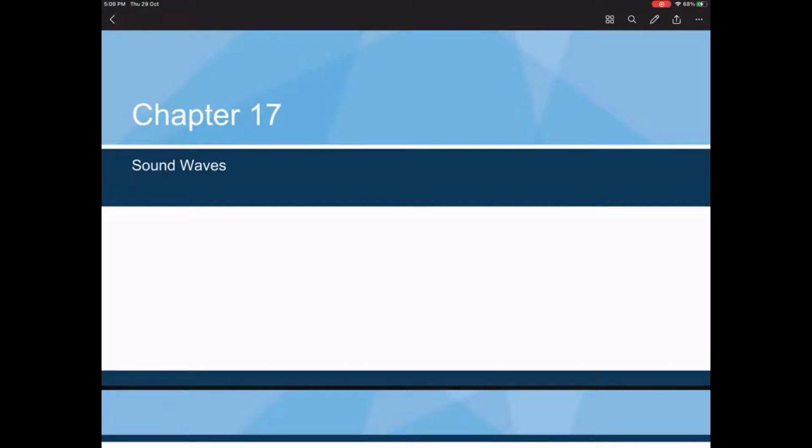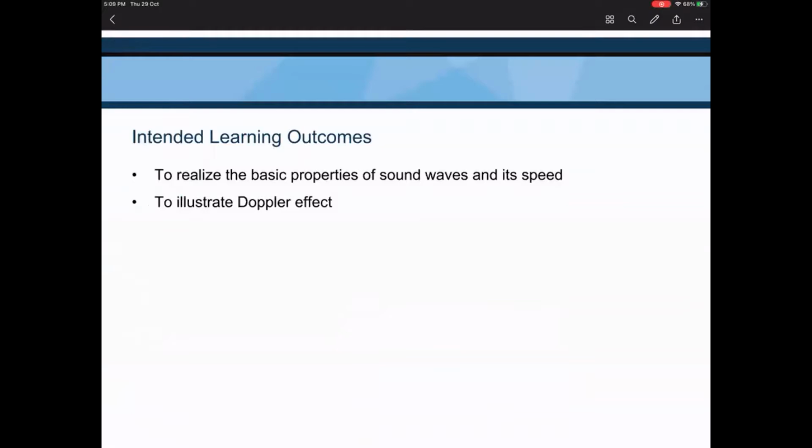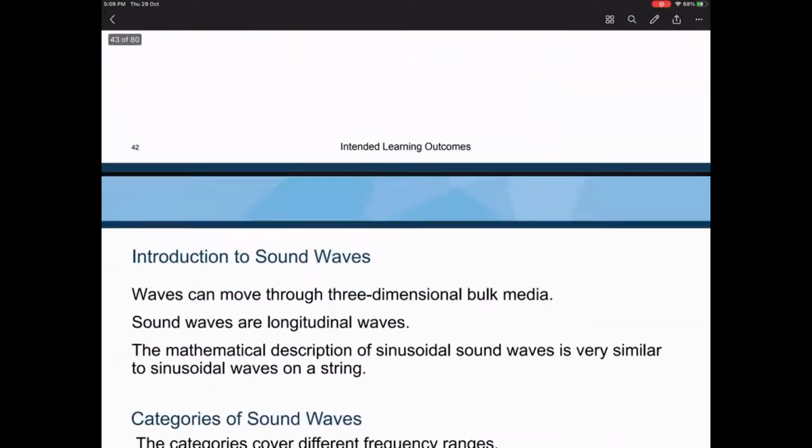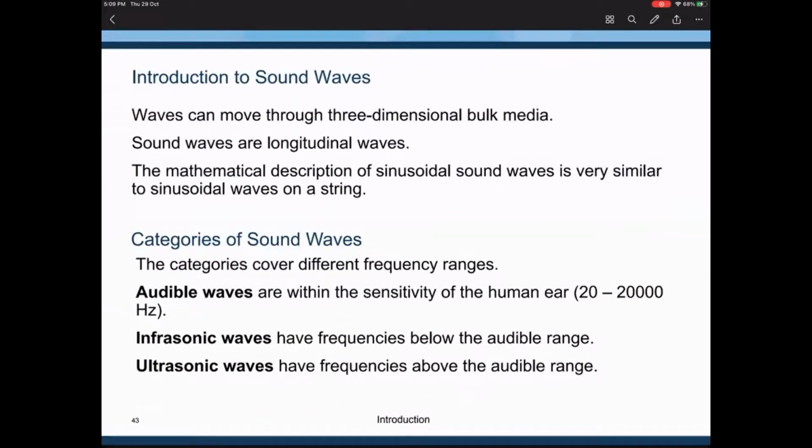So firstly, we would try to understand the basic properties of sound waves and the speed of the sound before we actually go to the Doppler effect, which may actually be the topic of the next class. So here we just go through some of the basic properties of the sound wave before we go on. When we talk about the sound wave, typically we are referring to the sound that we could hear.